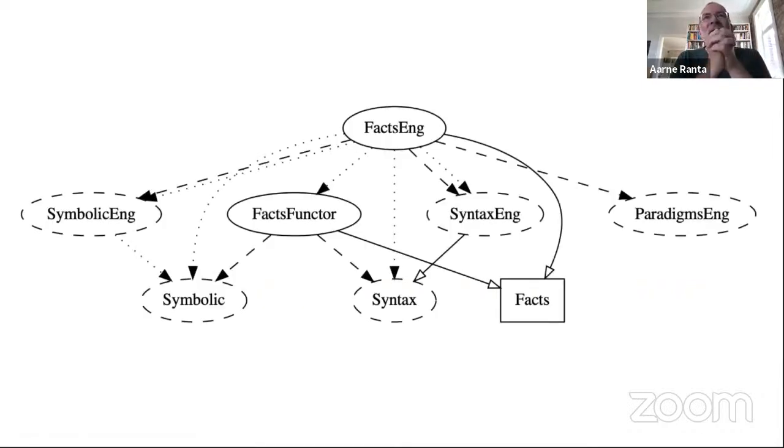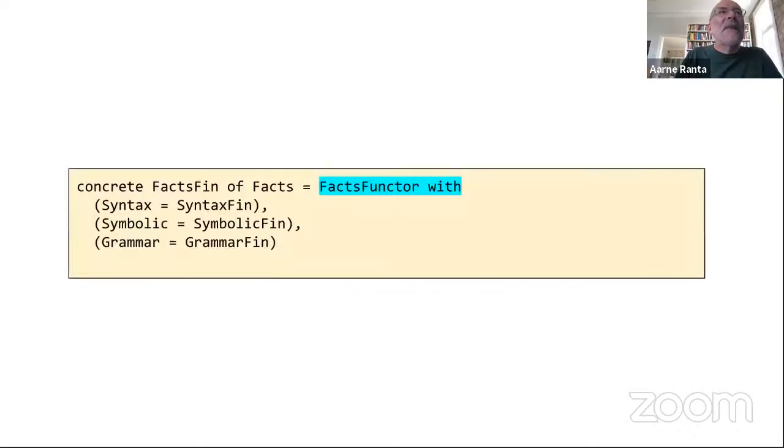So this is the module structure when you are using a functor. Just for the facts part, it opens facts and uses the facts functor, which uses symbolic and syntax, which are then implemented by syntax and then symbolic eng. And the paradigms eng parts that are needed are actually not in the functor, but they are used directly.